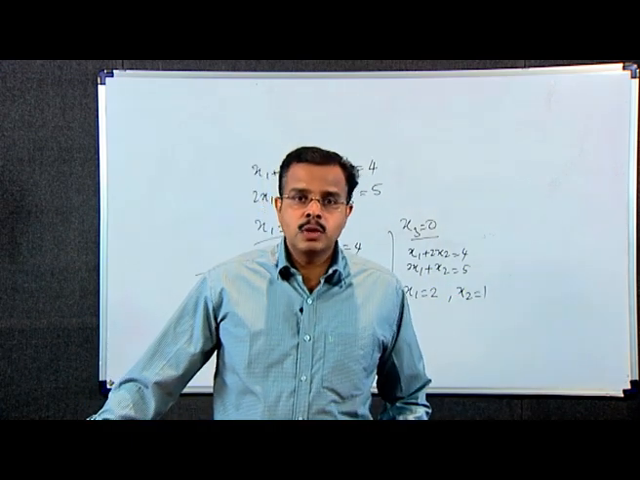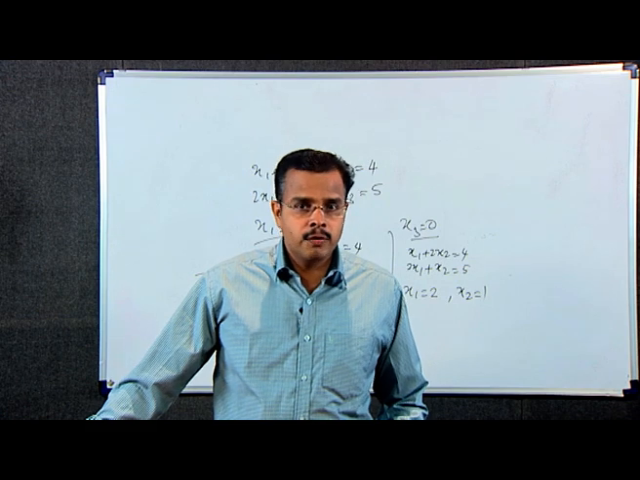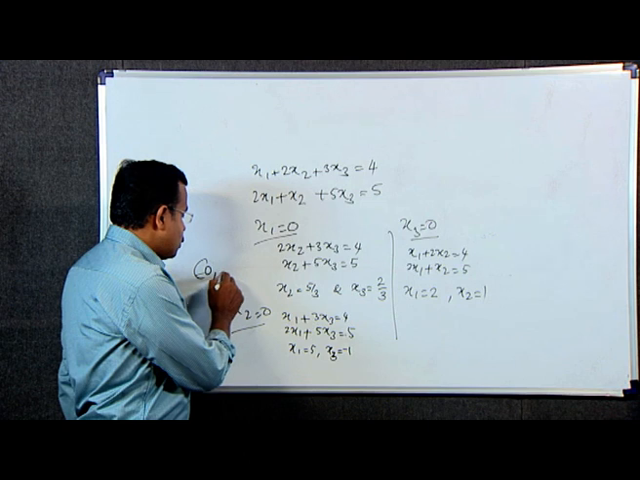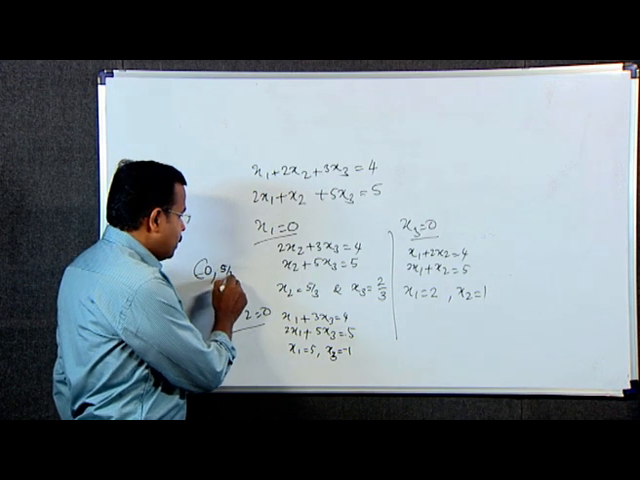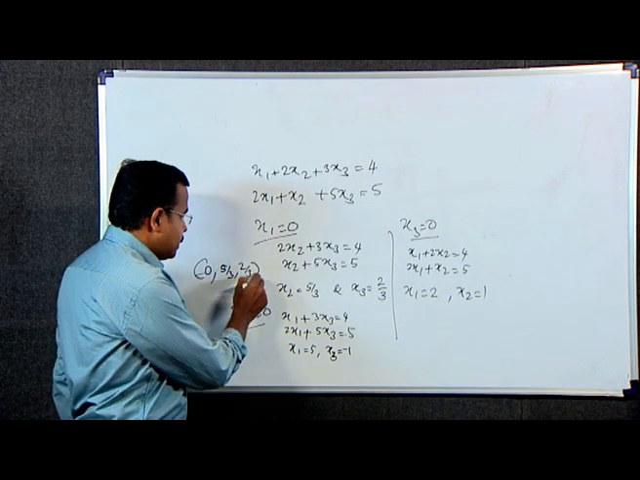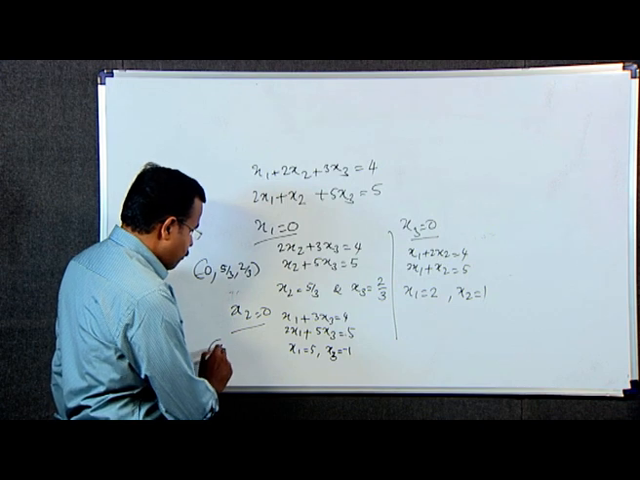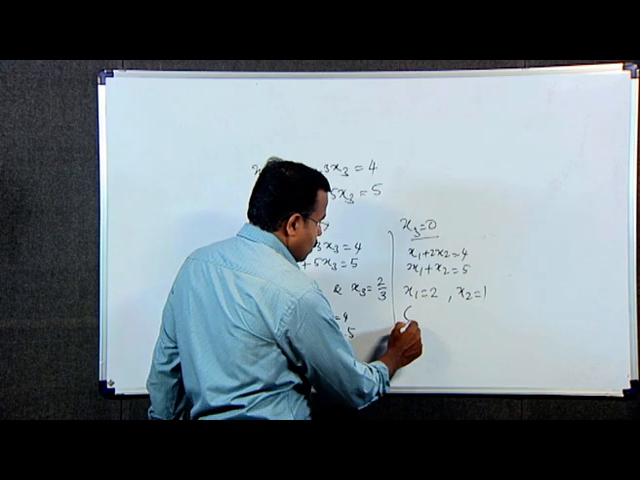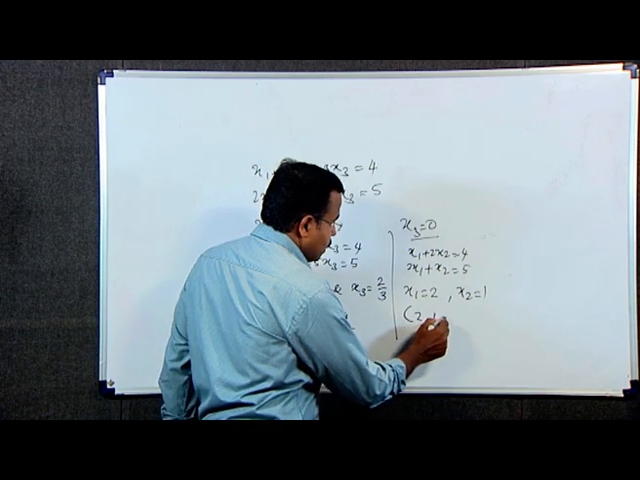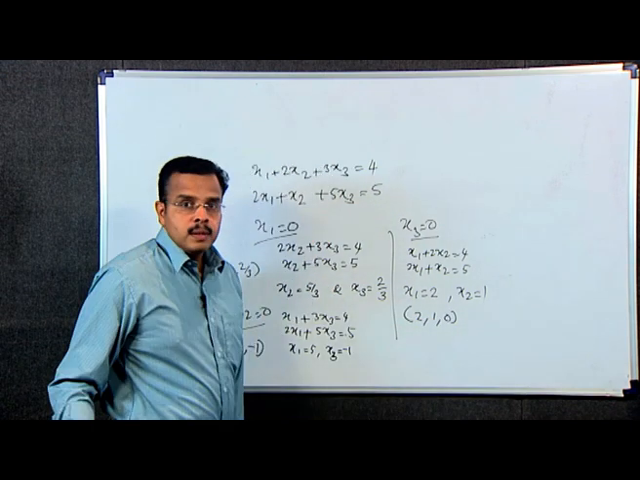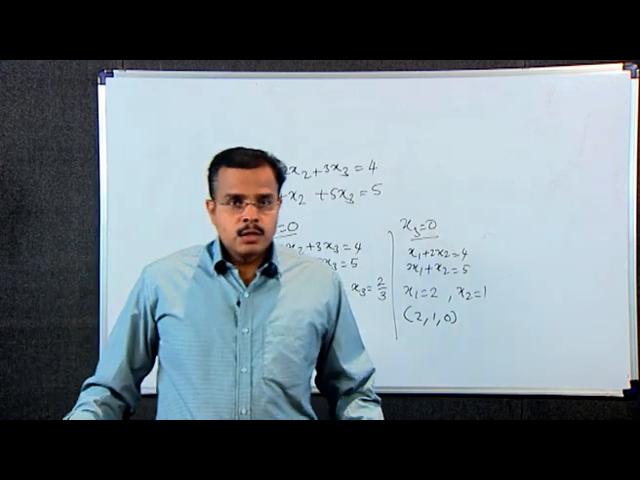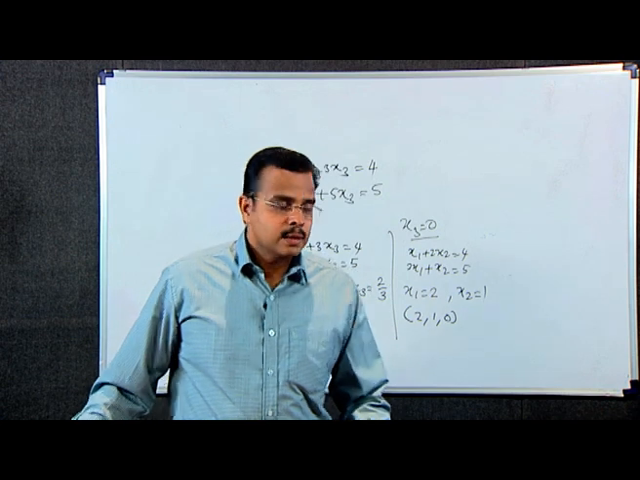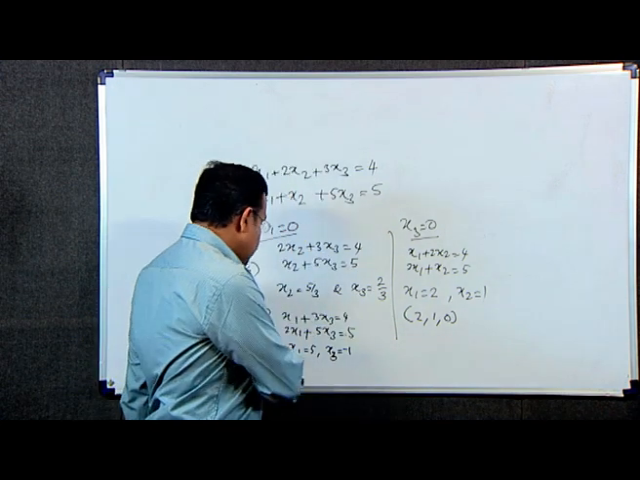Hence, the basic solutions of the given system of equations are: first one 0, 5 by 3, 2 by 3; then 5, 0, minus 1; and 2, 1, 0. These are the basic solutions. All basic solutions are non-degenerate because they contain only one 0.